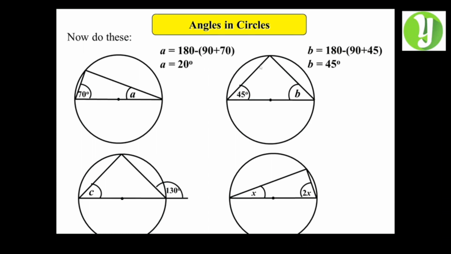The next one, B: 45 is given. An angle in a semicircle always makes 90 degrees on the circumference, so we subtract 90 and 45 from 180, so my angle B is 45 degrees.